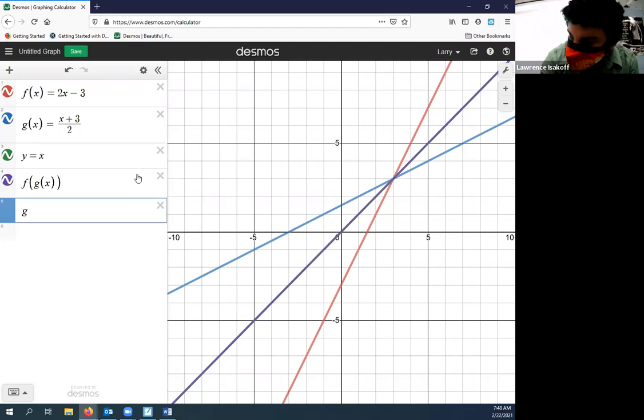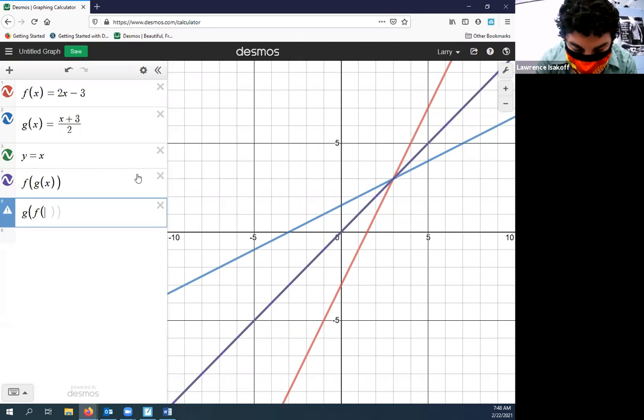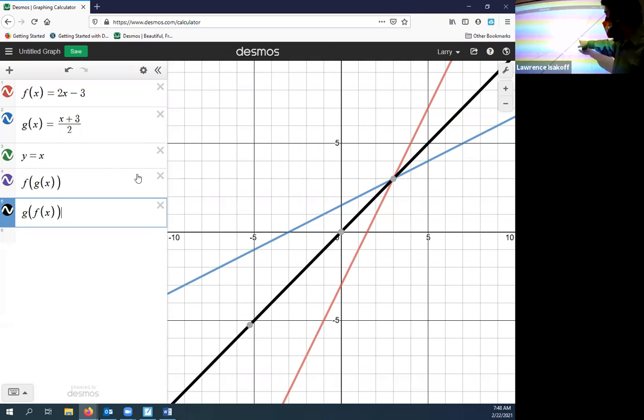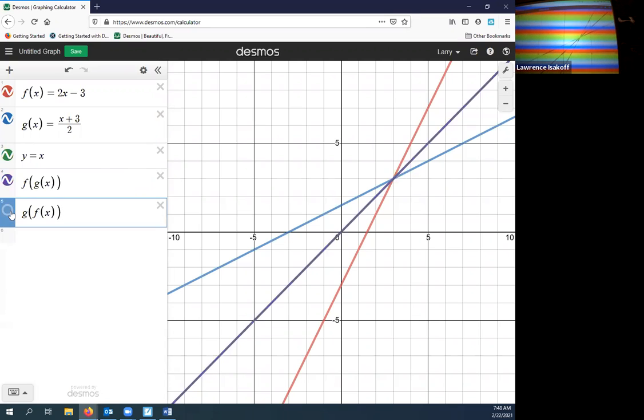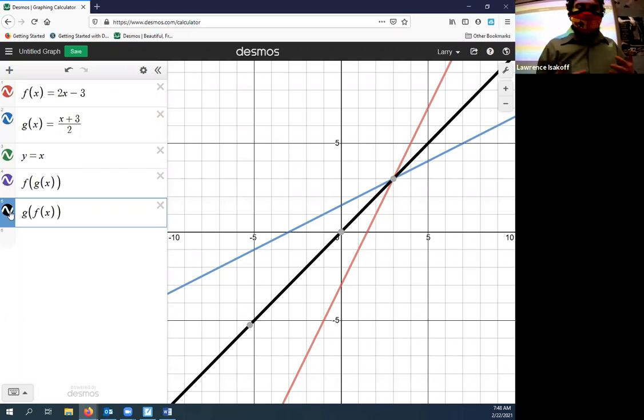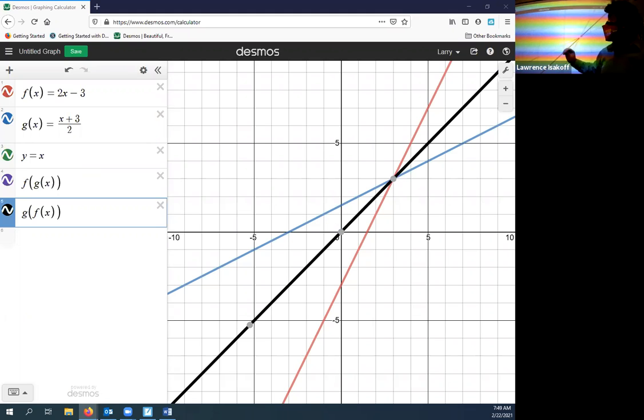If I compose it the other way, g of f of x, again, now it's making that line black. So we can see whether I turn them on or off. That's the line y equals x in green. f of g of x, sorry, is purple. It's that same line. g of f of x is black, and it's that same line as well. So that's a way we can visually and graphically confirm that they're inverses as well.